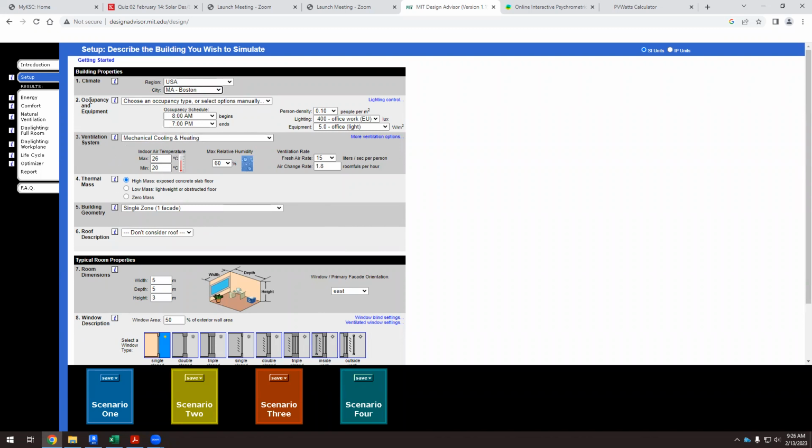And then occupancy and equipment. Choose an occupancy type or select options manually. Person density. Well, that's interesting. That comes from the Massachusetts Institute of Technology, and the default units are international units. Is there a way to change these units to imperial units? No, not that I know of.